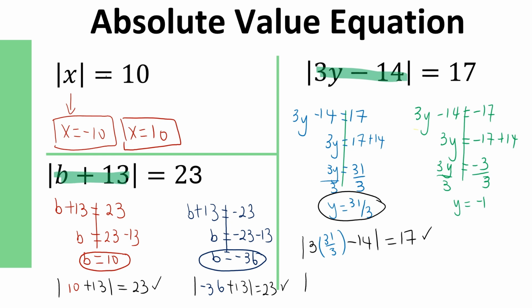And the last one we need to check is the negative 1. So does 3 times negative 1 minus 14, and take the absolute value of that, give us 17? Well, 3 times negative 1 is negative 3, minus 14 is negative 17, and the absolute value of negative 17 is 17. So therefore, this equation also has two solutions.